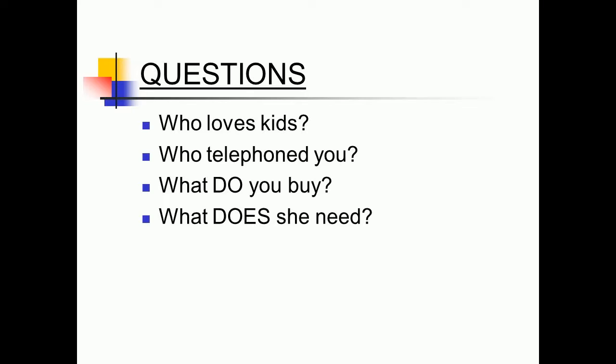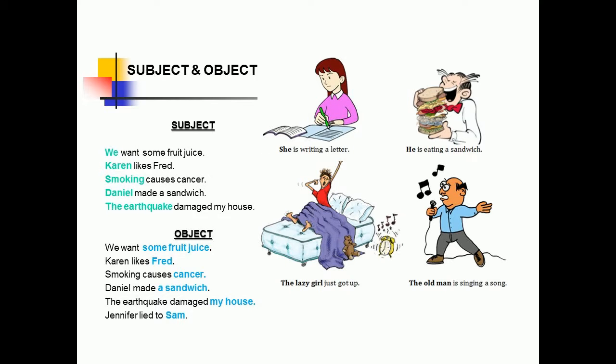English has two types of questions. Listen: Who loves kids? Who telephoned you? What do you buy? What does she need? What differences can you observe? Sometimes the question asks for the subject, the one that makes the action.